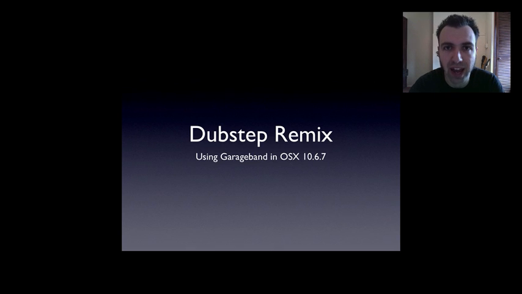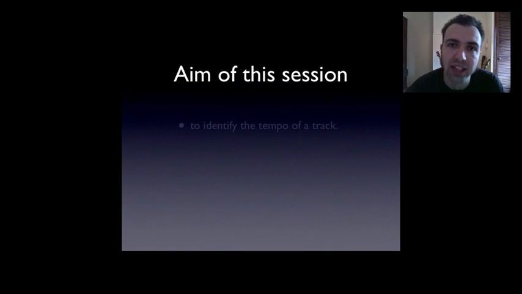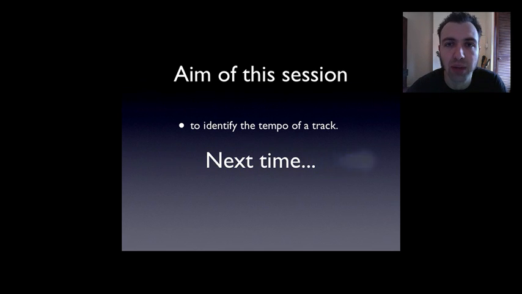Today we're going to be learning how to create our own dubstep remix. I'm using an iMac computer and I've chosen to use the Garageband software which comes with the machine. The aim of this session is to import a track from iTunes into Garageband and to work out how fast it is. This is really important if everything else we add to the track is going to sit neatly in time with it. Next time we'll look at how to create the dubstep beat itself.